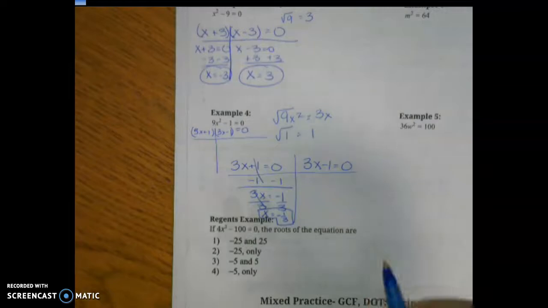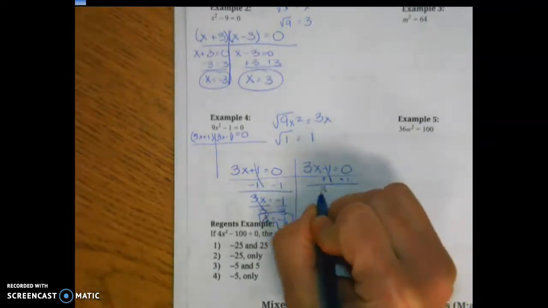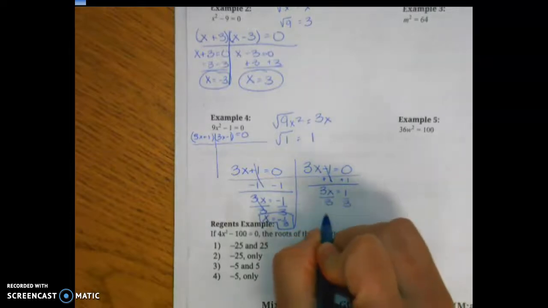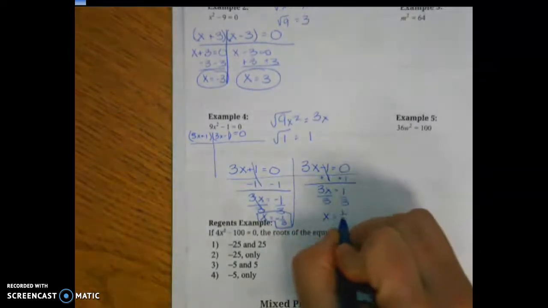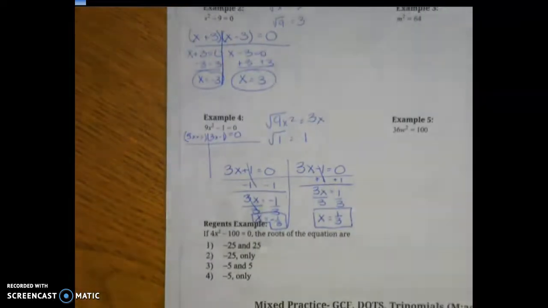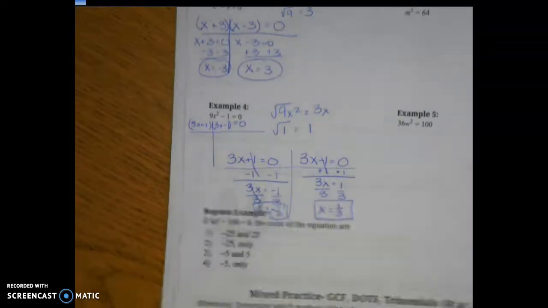To solve for the other solution, I'm going to add 1 to both sides. I'll get 3x equals 1. I'll divide both sides by 3. And x equals, this is the same thing, it's just a positive, so I'll leave it as a positive 1/3. Sometimes when we have these types of questions, we'll get fraction answers. It's totally fine. I think number 5 is also a fraction, so why don't you pause the video, try number 5, and then come back to check your work.